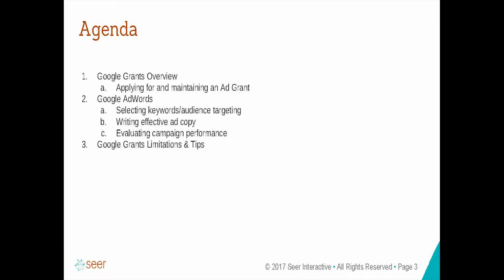So here's our agenda for today. I'll go over Google Grants, and then we'll go into more specifics of AdWords. We'll talk about selecting keywords and targeting, writing effective ad copy, and evaluating how your campaigns are actually doing. We'll also go over some Google Grants limitations and tips. Good news is it's free money from Google. Bad news is that it does come with some restrictions.